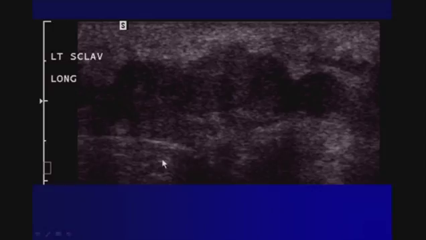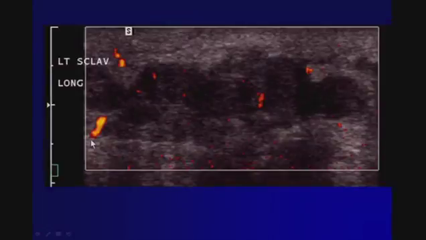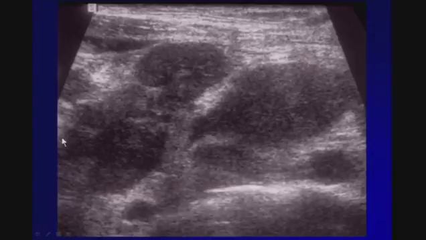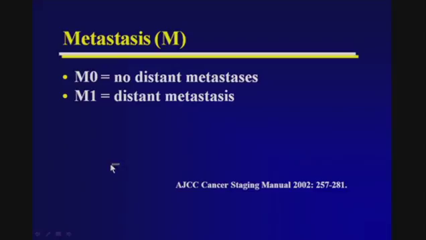Here's another example of N3 disease. These are multiple matted supraclavicular lymph nodes. We see multiple lymph nodes that are matted together, and this is an example of N3 disease. Here's the same case with power Doppler showing that there is a little bit of flow at the periphery of some of these lymph nodes. Another case showing several matted supraclavicular lymph nodes, some of these rather large, like this lymph node, again an example of N3 disease.